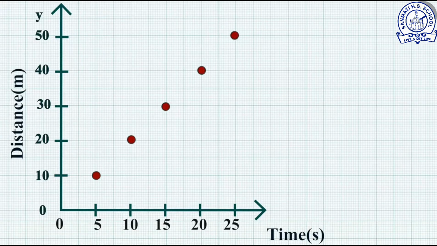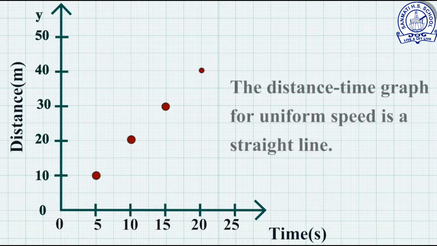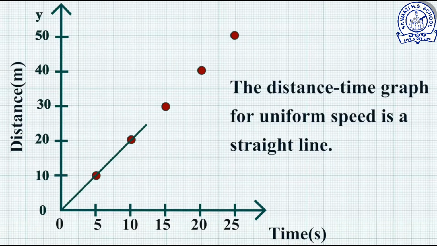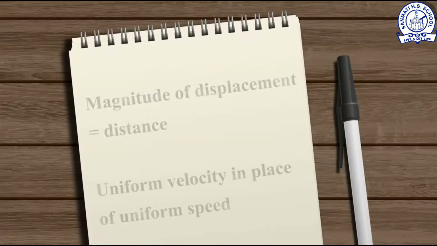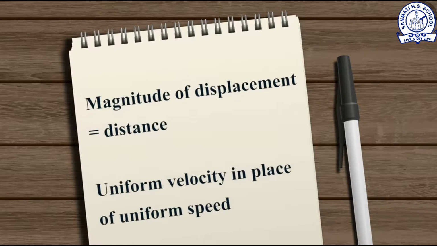Mark the points on the graph. If you join these points, you can see a straight line passing through the origin. Thus, for uniform speed, a graph of distance travelled against time is a straight line. If the magnitude of displacement is equal to the distance travelled by the object, then we can use the term uniform velocity in place of uniform speed.